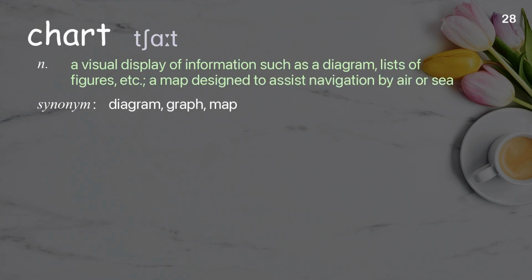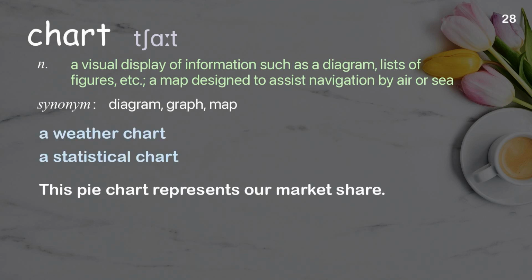Chart. A visual display of information such as a diagram, lists of figures, etc., a map designed to assist navigation by air or sea. Examples: A weather chart. A statistical chart. This pie chart represents our market share.